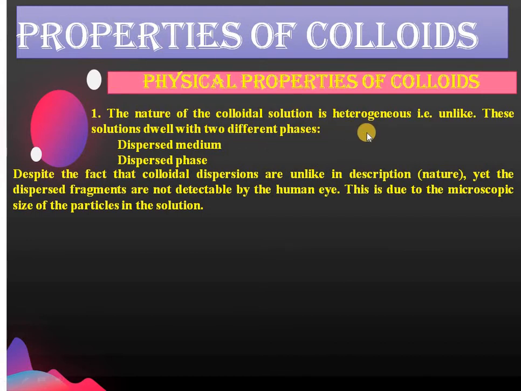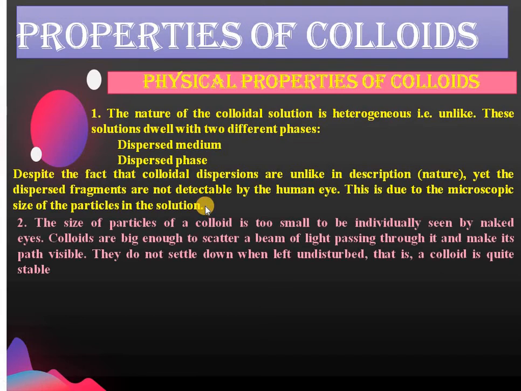As the nature of colloids is heterogeneous, they are not of the same nature. They are of different phases, that is, dispersed phase and dispersion medium. So colloidal dispersions are unlike true solutions; as we know the nature is different, they can be detected by the human eye, and even with the microscope we can check the particles. The size of a colloidal particle is too small to be individually seen by the naked eye. Sometimes we can check, sometimes we can't.